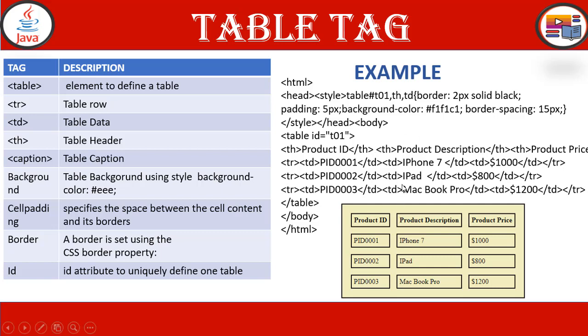Now you can format your table in many ways. You can provide the background color, cell padding, border, and ID. Now this ID is basically linked to your style ID. So what you can do, you can have your own style for your table and define it in a style tag with the table content type and ID #T01. So this is the ID of my style for the table.